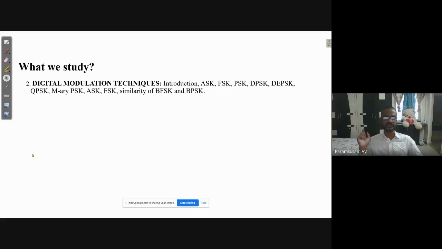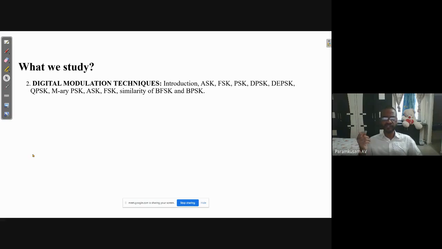The high frequency sinusoidal signal carrier has three characteristics: amplitude, frequency, and phase. Now, the amplitude of the carrier is varied according to the digital signal. That is called amplitude shift key. If the frequency of the carrier is varied according to the value of the digital signal, that is called frequency shift key. If the phase angle of the carrier is varied according to the value of that digital signal, then that is called phase shift key.